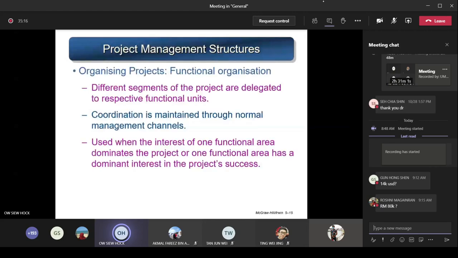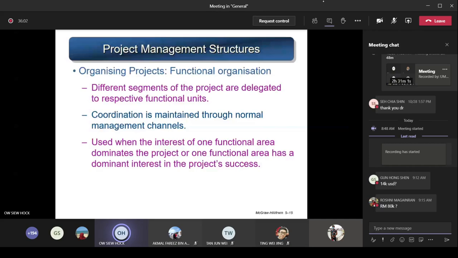The first one is organizing the project from the perspective of the functional organization. What is a functional organization? Here it means the different segments of the project are delegated to respective functional units. Within a project, you have different people coming from different departments or units. For example, you need people from marketing, sales, R&D, human resources, and so on. You need people from different units to come and carry out the project for you. Each of those units is called a functional part. Let's say marketing is the functional part of the marketing unit, but they contribute some of their staff to carry out the project. Coordination is maintained through normal management channels. So here you have to coordinate each level.